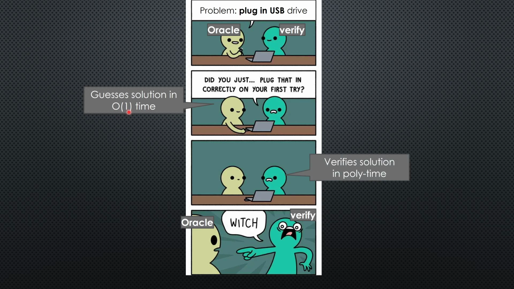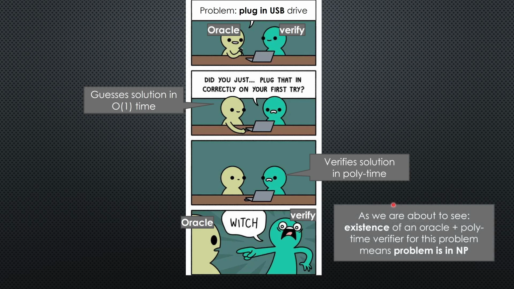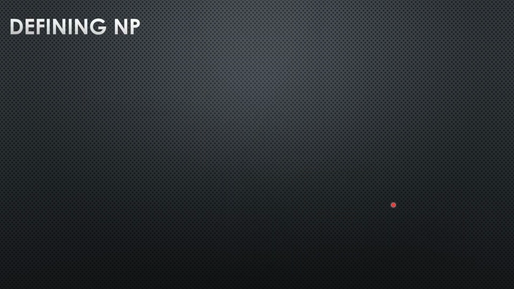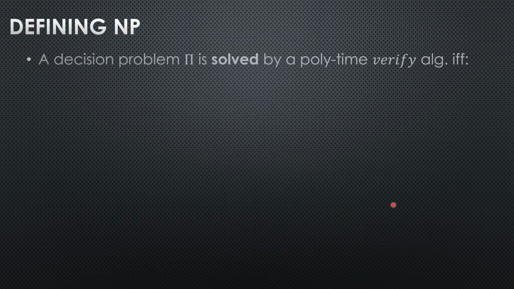Okay, so the oracle works in poly time, the verifier verifies the solution in poly time, and then the conclusion happens. And as we're about to see, the existence of a polytime non-deterministic oracle and a polytime certificate verifier for a problem means the problem is in non-deterministic polytime. It's solvable with access to a non-deterministic polytime oracle, so it is a non-deterministic polytime problem. Okay, so let's define NP now.